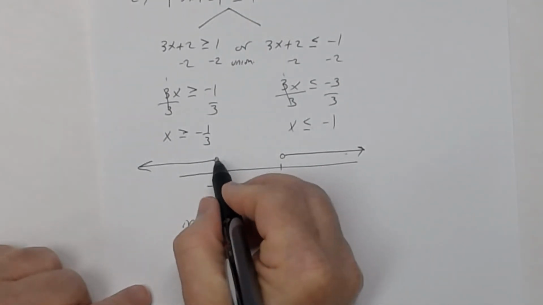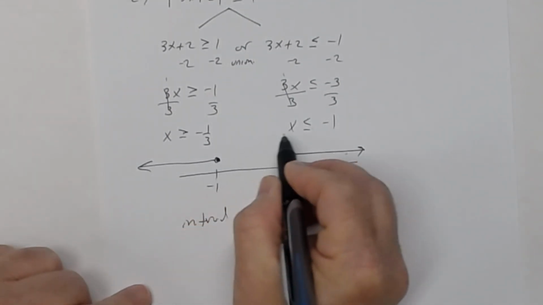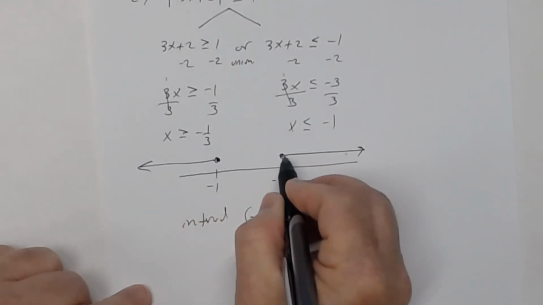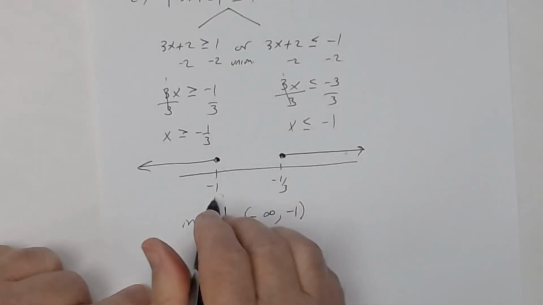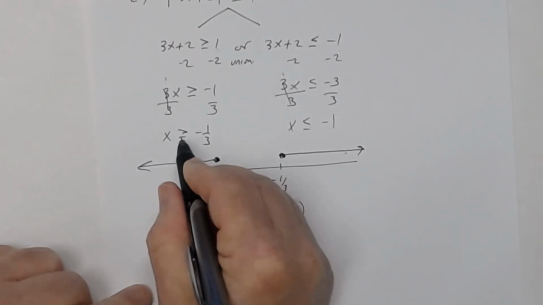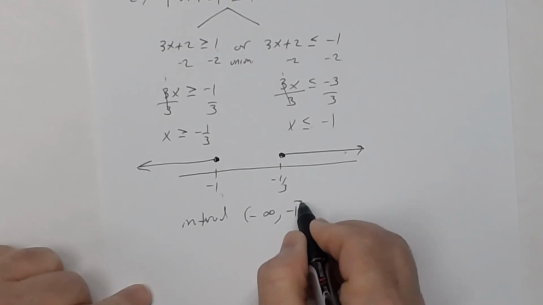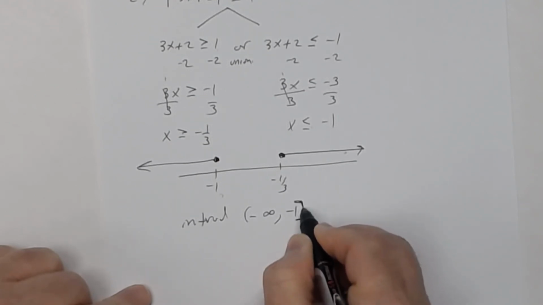Oops, sorry. This is a closed circle, right? I made the mistake because that was an equal sign. Okay, closed circle, because of the equal sign. All right, so that's going to be a bracket right here. So that's a bracket.